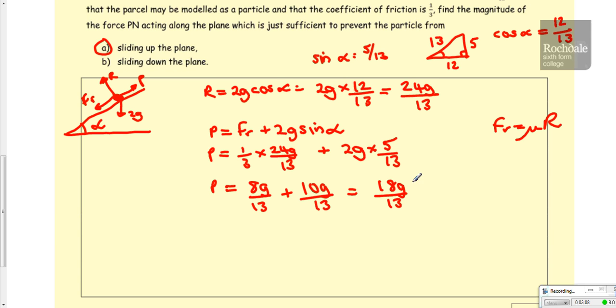Very often the exam questions ask you to leave your answer in terms of g, so dealing with these fractions is something that you need to get used to doing while you're practicing. If you do tap it into your calculator, it rounds to 14 newtons to two significant figures.